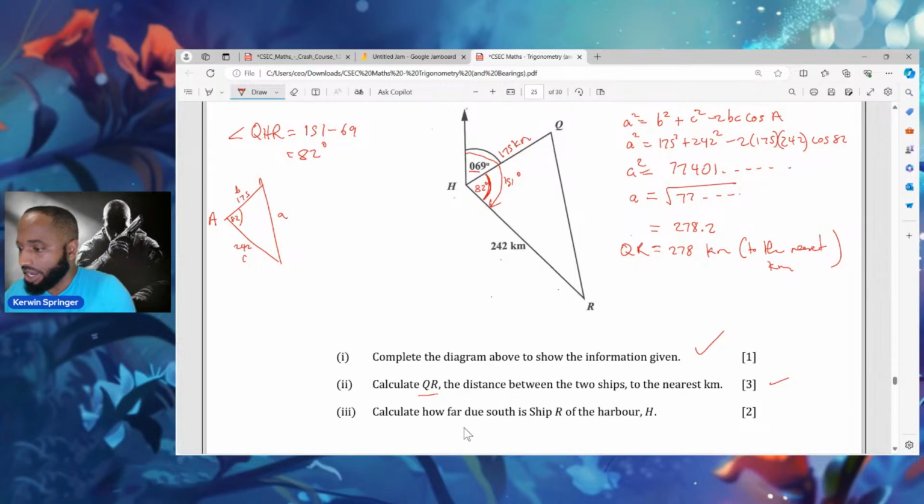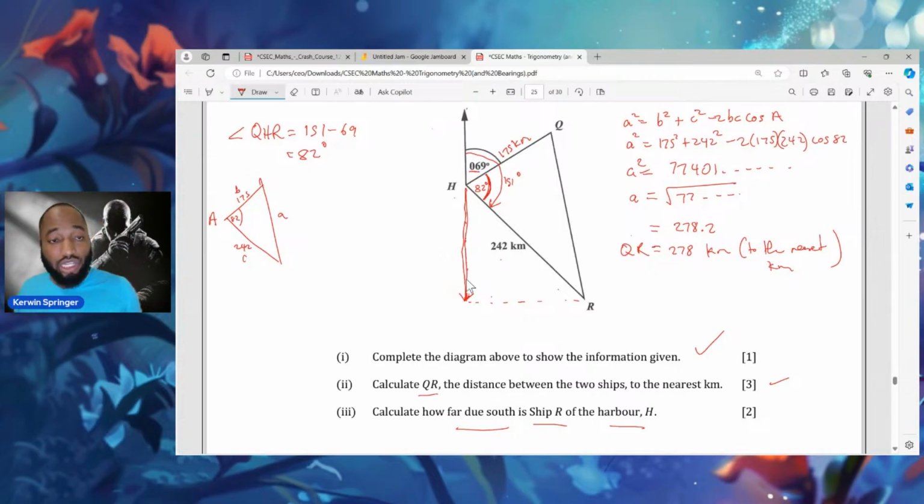That's QR. And then calculate how far due south is ship R of the Harbour. Wow, this one is intriguing. How far south is ship R from the Harbour? What they're asking for is something a little strange. Visualize this. They're asking for this distance. So how do we find that?